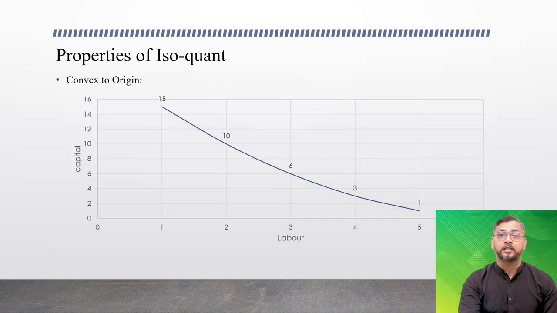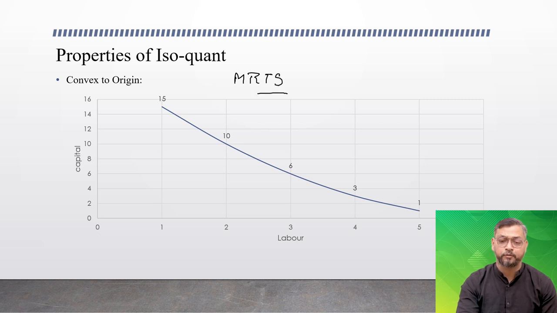The next property is that isoquants are convex to the origin. This is based on the concept of the marginal rate of technical substitution. The details of this concept we'll discuss in the next module. But for the sake of understanding right now, initially we have 1 unit of labor and 15 units of capital, and then we have 10 units of labor and 2 units of capital.